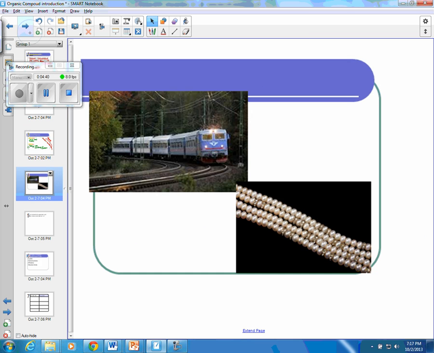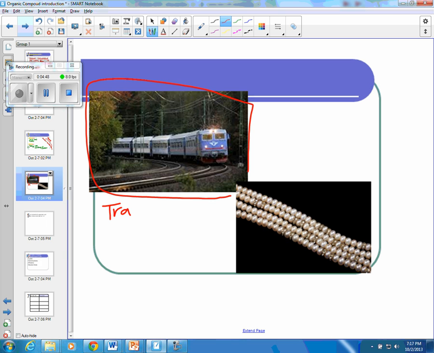Let's talk about examples. So here we see a train in this one. Okay? A train, the train would be the monomer or the polymer. Is it made of many units or is it a single unit? It has many units. So it's the polymer. And each car on the train, each of these little things over here that make up the train, each one of those is a monomer.